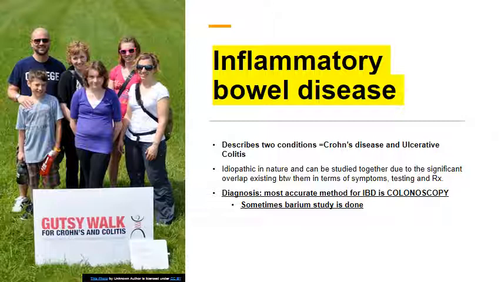We don't really know why they happen, and we study them together because there is a lot of similarity in their symptoms, the treatment, and the diagnosis. The most accurate diagnosis for inflammatory bowel disease is colonoscopy, and sometimes a barium study can also be done.